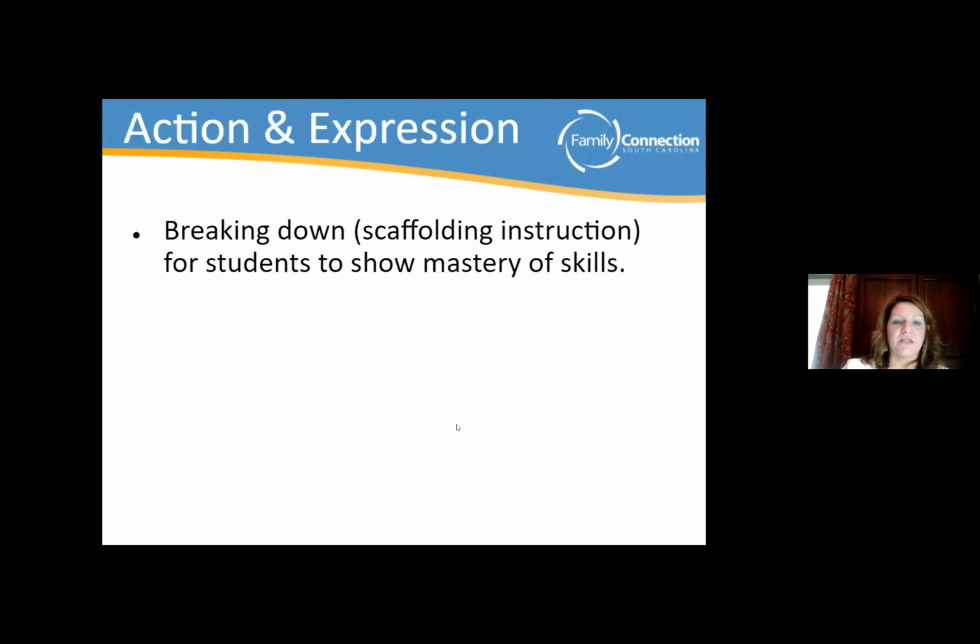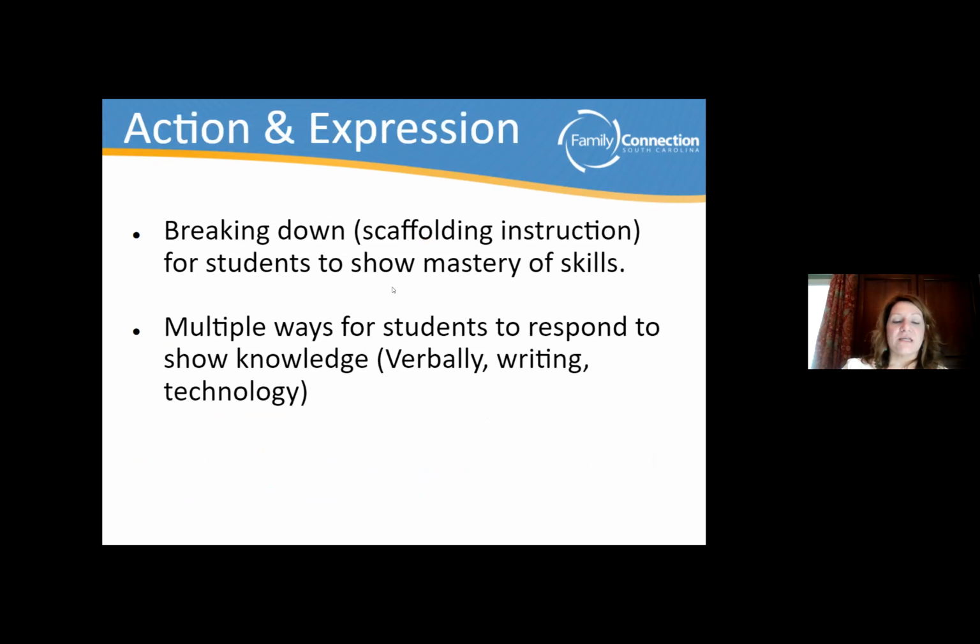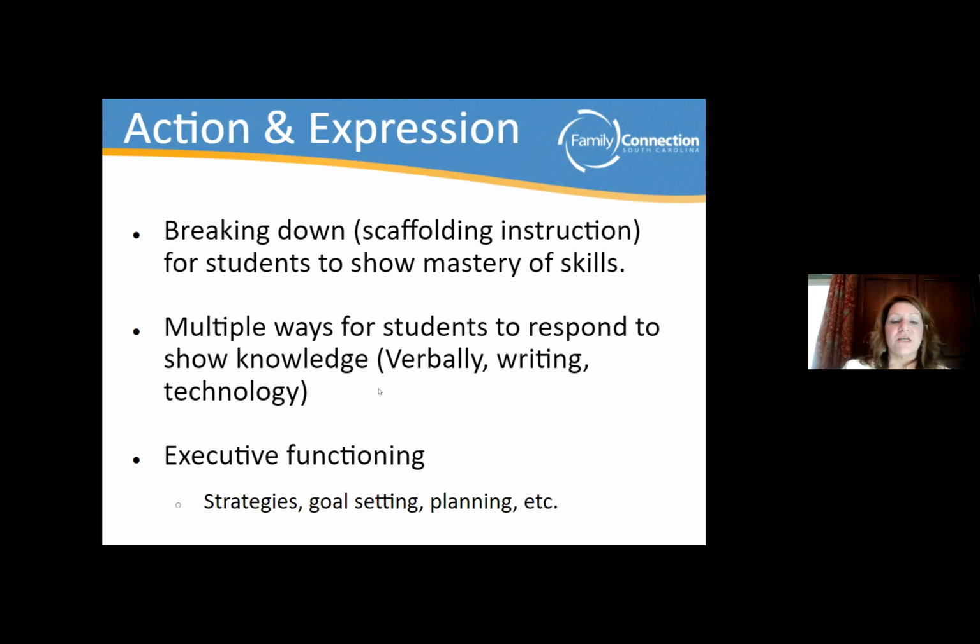And then action. So breaking down for students to show mastery of skills, using multiple ways for students to respond to show knowledge. So that could be verbally, writing, or technology. I mentioned that a little bit earlier. Some of these things overlap. And then also executive functioning. So that's referring to that kind of organizational planning component of how we learn and execute.